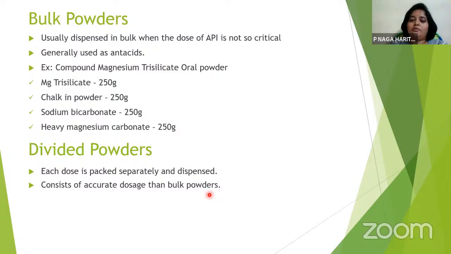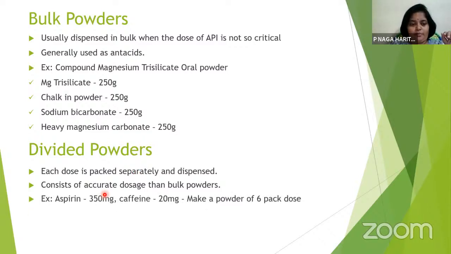And it consists of accurate dosage than the bulk powders. Obviously, here we don't have much condition for the API quantity, but here we have the exact dose of the API. Example, aspirin 350 mg, caffeine 20 mg, and make a powder of 6-pack doses. So by combining these two, you are going to make the packets of 6-pack doses. That means 6 doses will be there. Each dose would be packed in each packet.